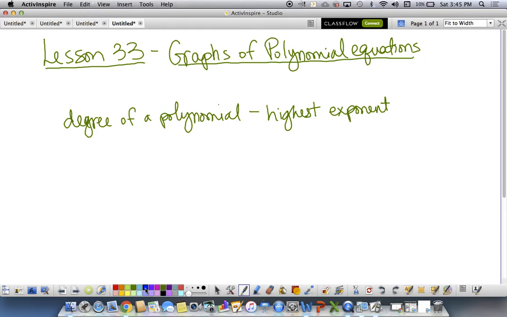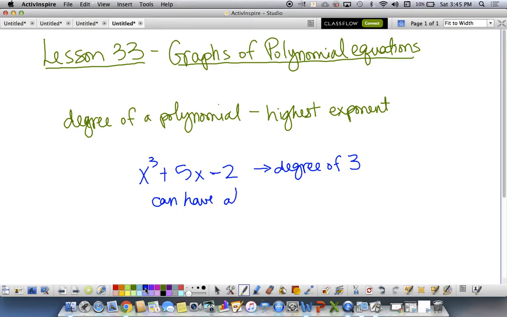Meaning, if I have x cubed plus 5x minus 2, what is the degree of this polynomial? It has a degree of 3. So if it has a degree of 3, the turning point theorem says it can have at most 2 turns where the graph can change up and down. So it will turn.